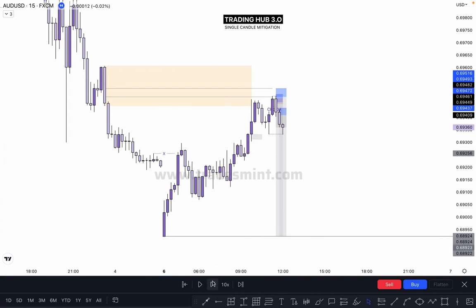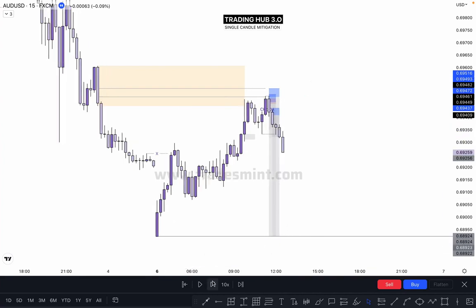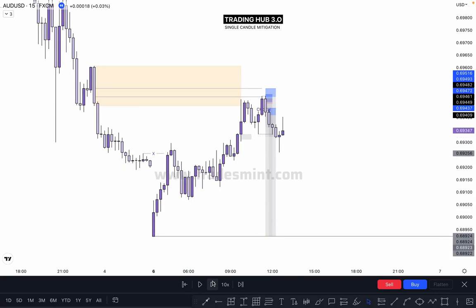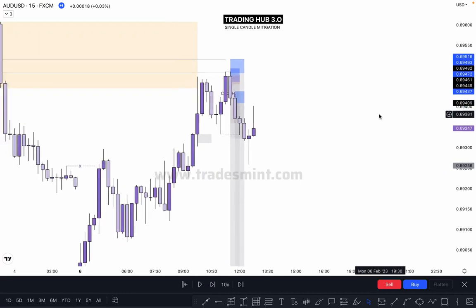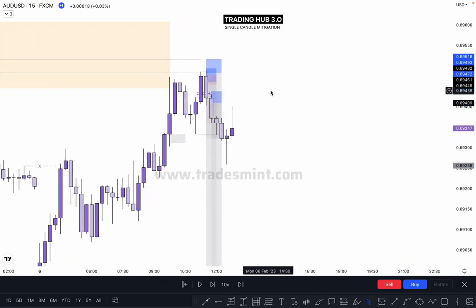Okay, so let's see what happened next here. You have to wait for it to create a single candle order block mitigation, a single candle liquidity sweep here, right? So what is happening here? Look at this one, it broke this low, and then where is our structure? When can we mark our POI? Look at this price action here.